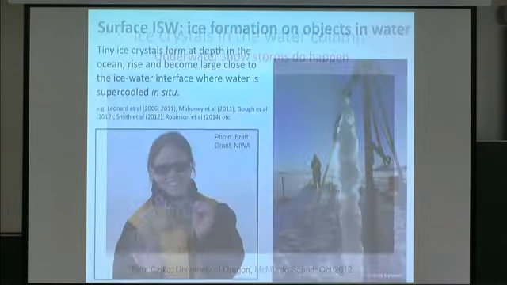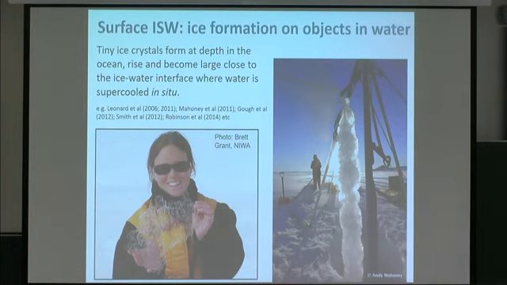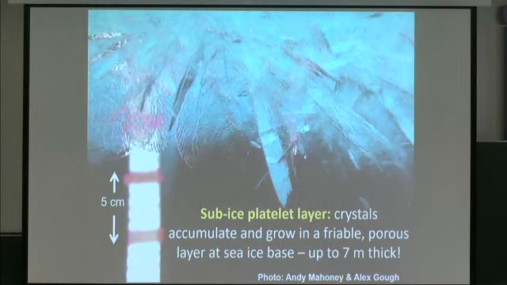And close to the ice-water interface, the supercooling is largest, so these crystals can grow very large. Here's Natalie looking very happy because she's found a big one. They also accumulate on anything you put in the ocean, so on the lines that are holding oceanographic instruments. And here's a rope being lifted out with some of these crystals attached to it. And underneath you get an accumulation of crystals, which we call the sub-ice platelet layer, following lots of other people. This is a friable, porous layer, and it's this particular layer that I want to focus on.